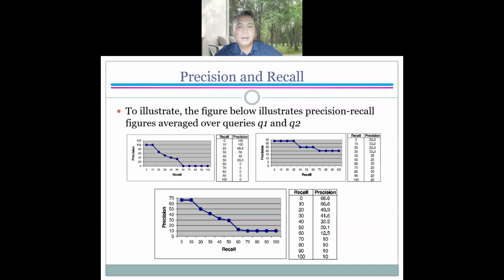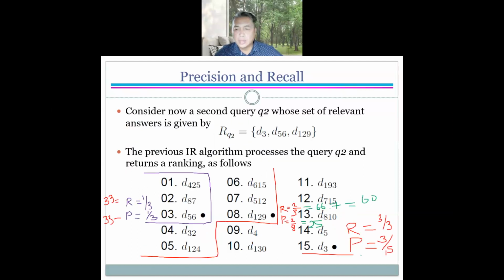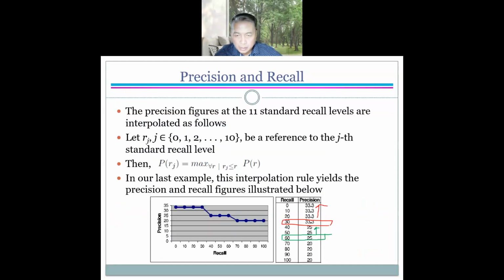The next one, the recall is 100, and the precision is 1/5, which is 20%. So basically we have this one here. Let's use a different color. So these are the three values that we have. In order to fill in the rest of the values, we just copy going up.